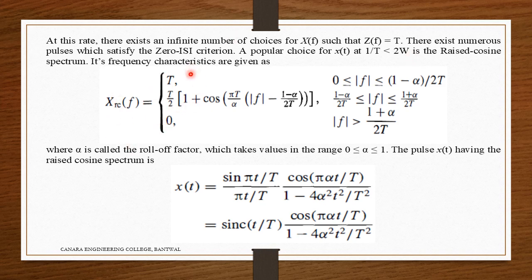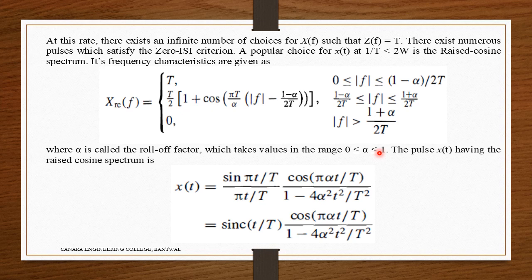So X_rc of f is equal to T for 0 less than or equal to mod f less than or equal to 1 minus alpha divided by 2T. It is T by 2 times 1 plus cos of pi T divided by alpha times mod f minus 1 minus alpha divided by 2T, for 1 minus alpha divided by 2T less than or equal to mod f less than or equal to 1 plus alpha divided by 2T, or it is 0 for mod f greater than 1 plus alpha divided by 2T. Here alpha is called the roll-off factor, which takes a value in the range of 0 to 1.